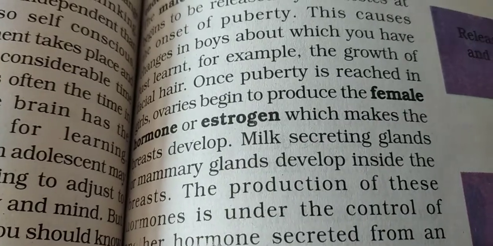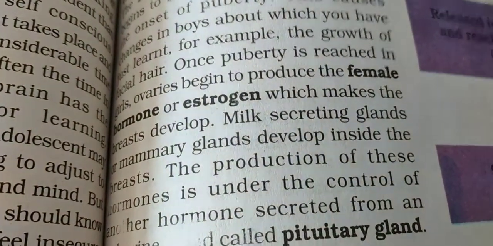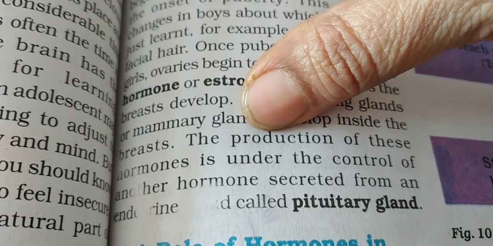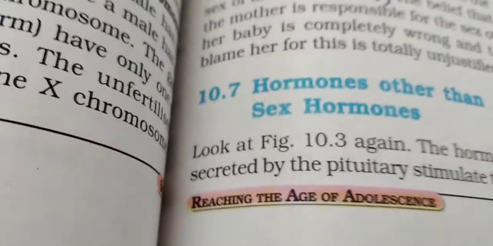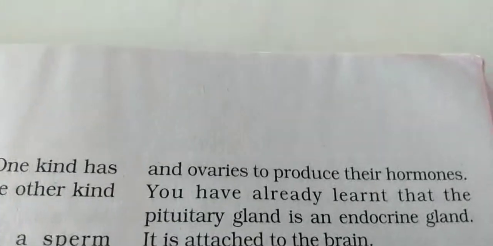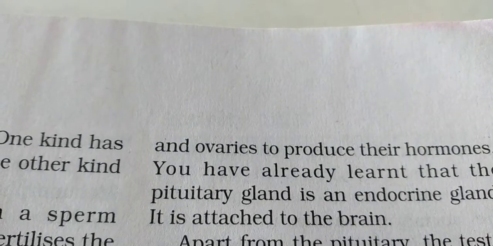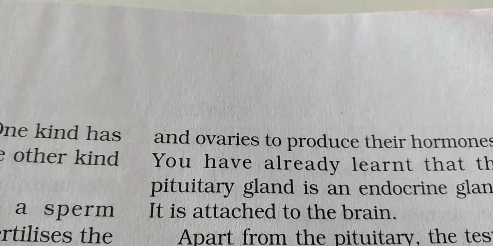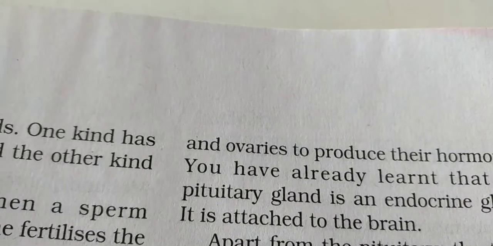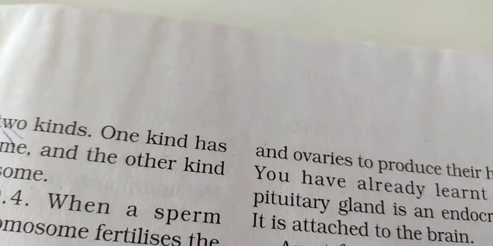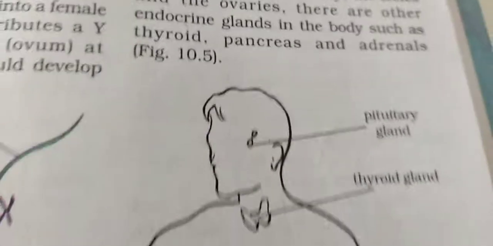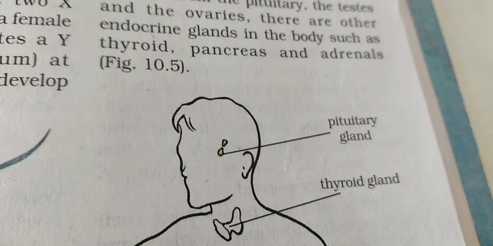The production of these hormones is under the control of another hormone secreted from an endocrine gland called the pituitary gland. Actually, the pituitary gland stimulates testes and ovaries to produce their hormones. So testes and ovaries are under the control of the pituitary gland. And now we will talk about other endocrine glands. The location of the pituitary gland is the brain. It is attached to the brain.